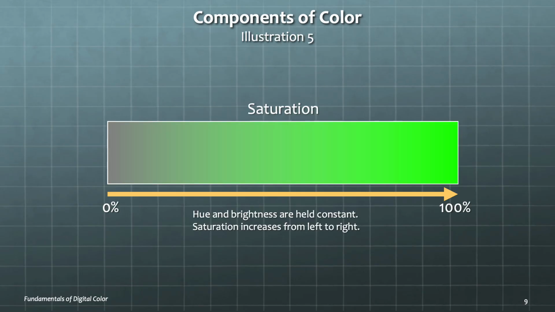This slide illustrates the concept of saturation. This bar shows what it looks like if hue and brightness are held constant and saturation is increased from left to right. On the fully desaturated 0% left end of the bar, it's pure gray, and on the other side it is 100% saturation. In other words, the pure color with no gray ink mixed in.